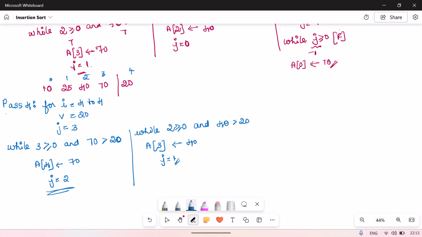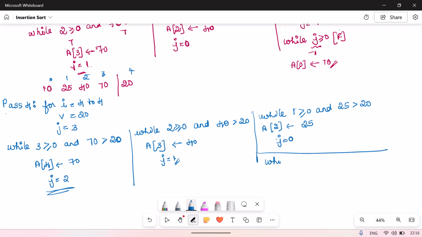So it becomes 1. Again, while j greater than or equal to 0. So 1 greater than or equal to 0 and A of j, 25 greater than 20. Okay, so yes. In this case, if it is yes, what do we do? Take 25 and put it at A of j plus 1. J is 1, so at A of 2. And now j will decrease by 1, so j is equal to 0.